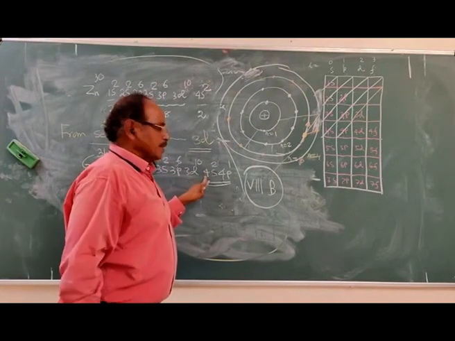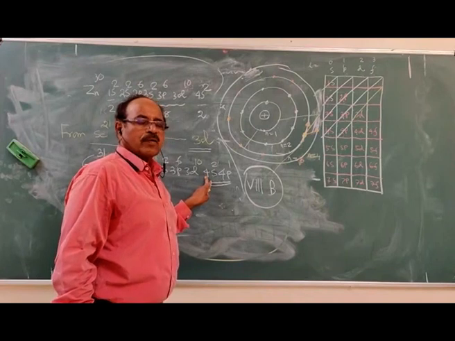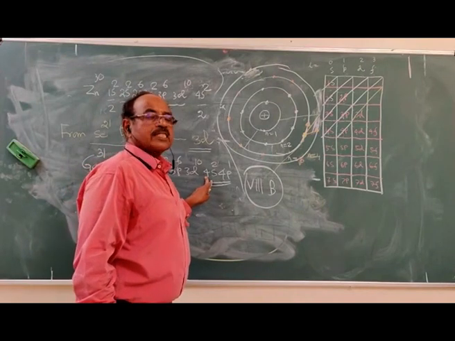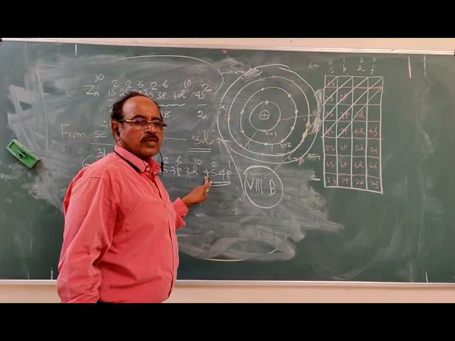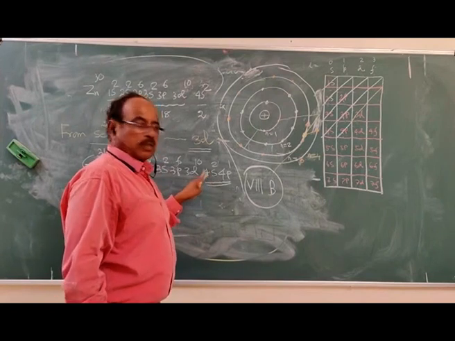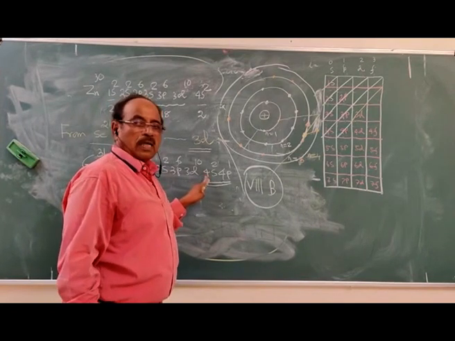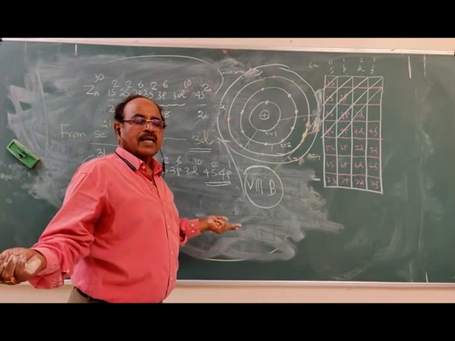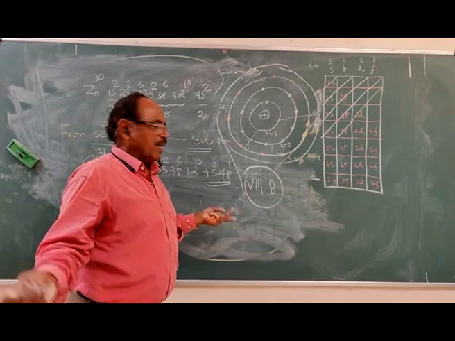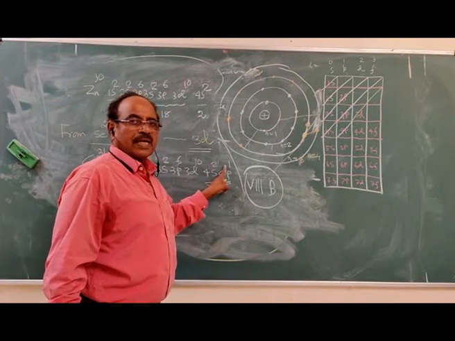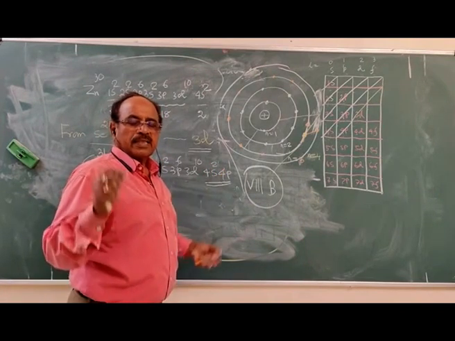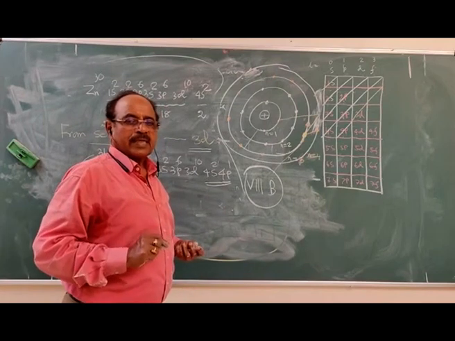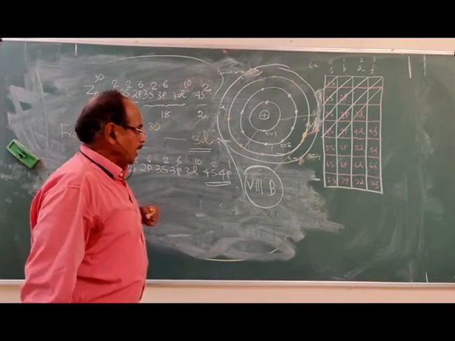Then which period? The fourth period. Why? The principal quantum number is 4. So it is placed in the fourth shell, and in the fourth period of the periodic table. And how many electrons are here? 3 electrons. So this is placed in the 3A subgroup of the periodic table and is a normal element.